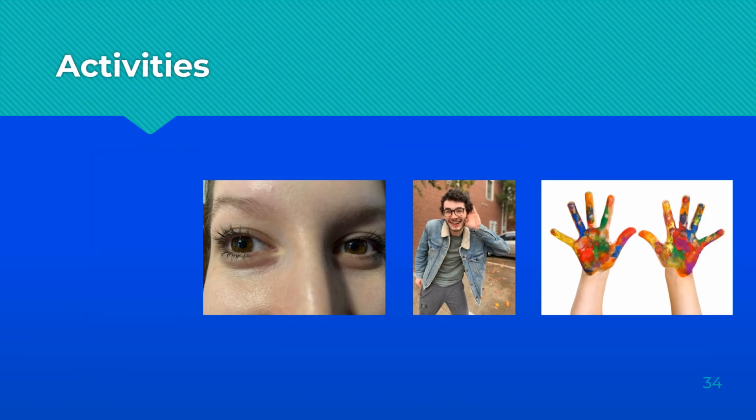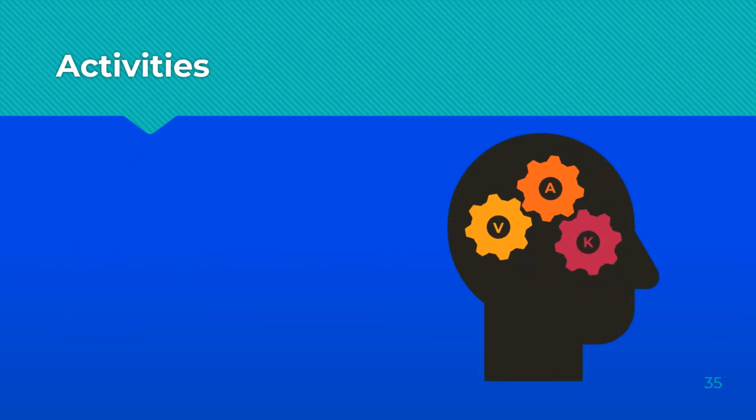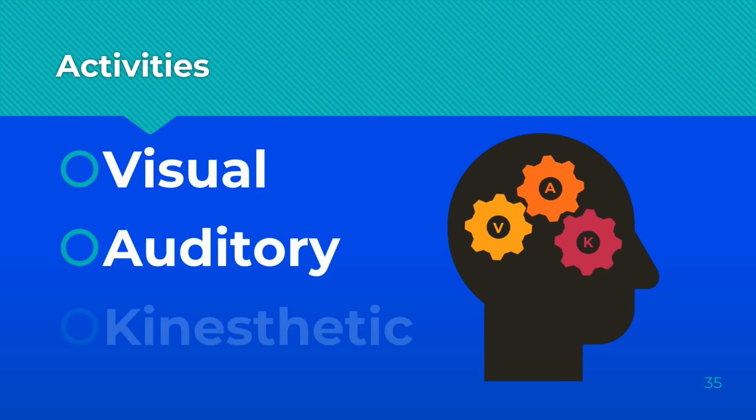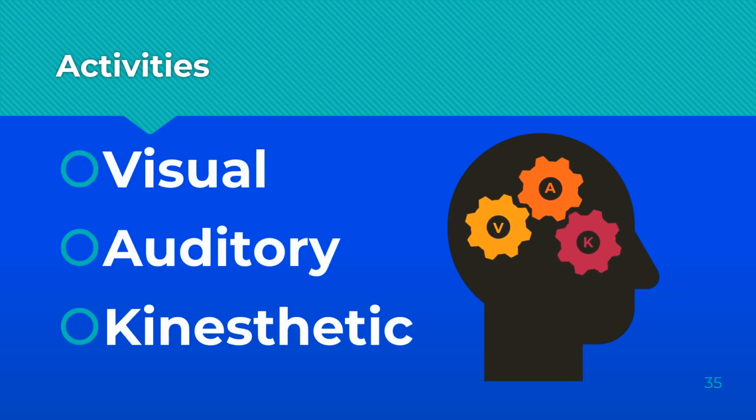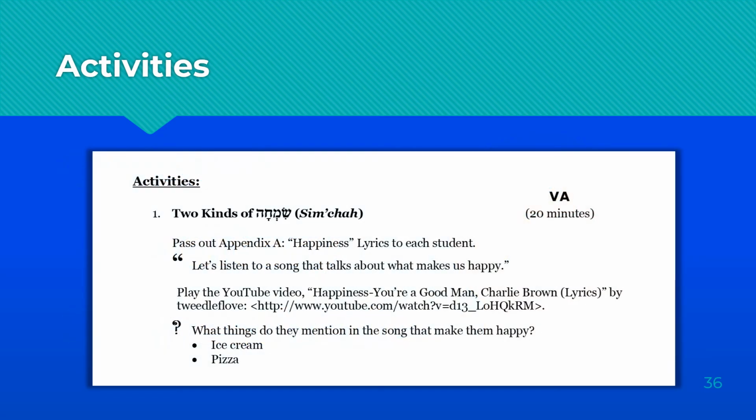Each activity in our curriculum will have at least one of the following 3 letters appear next to it: V, A, or K. These letters represent the 3 learning styles that we incorporate into our curriculum: visual, auditory, and kinesthetic. As you can see, this activity engages students' visual and auditory learning capabilities. You will see how in just a moment.